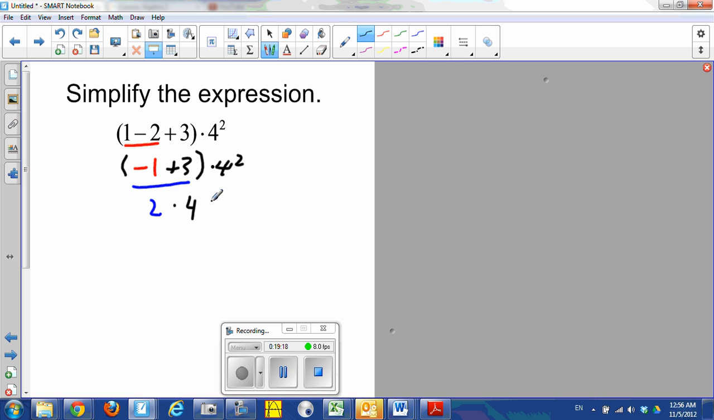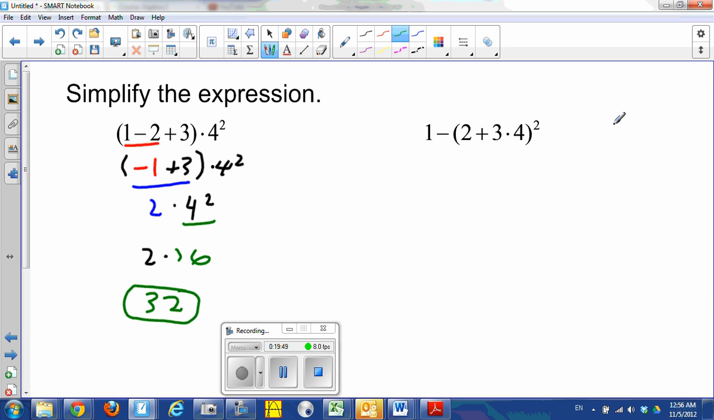times 4 squared. Well, which happens first, the multiplication or the squaring this exponent? The exponent does his job first, so we have to square 4. That gives us 2 times 4 squared is 16. And 2 times 16, of course, is 32.